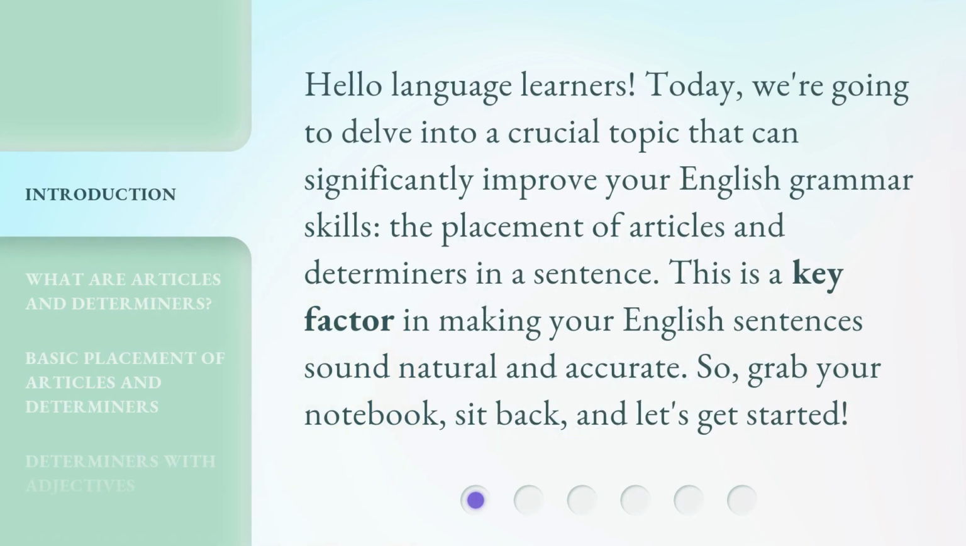Hello, language learners. Today, we're going to delve into a crucial topic that can significantly improve your English grammar skills: the placement of articles and determiners in a sentence. This is a key factor in making your English sentences sound natural and accurate. So, grab your notebook, sit back, and let's get started.